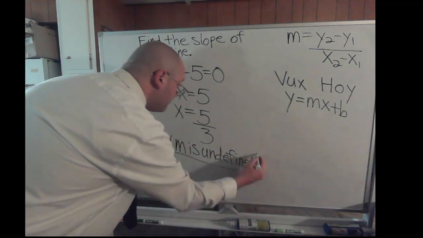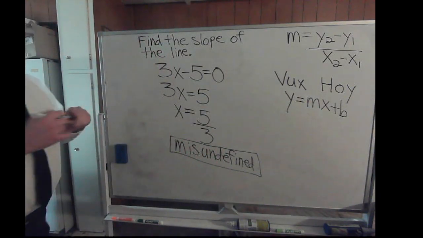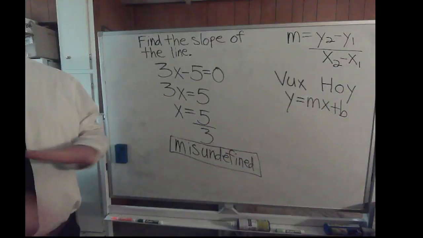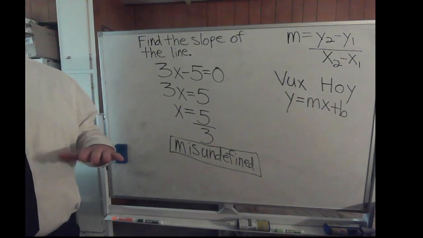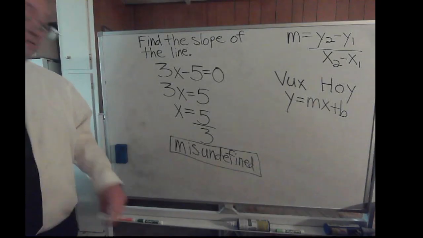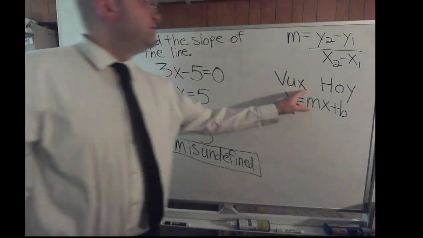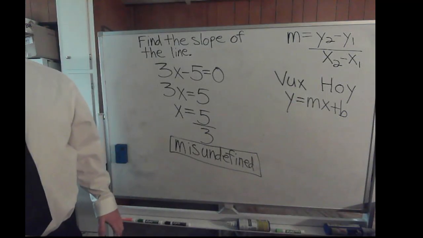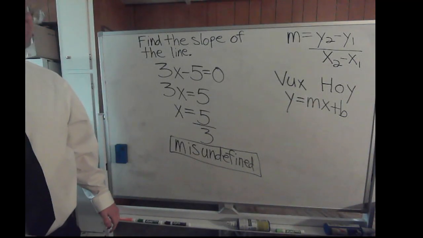So, remember, you just see y equals a number. If it's just y equals a number, it's zero slope. The slope is zero. If it's just x equals a number, the slope is undefined. If you can remember Vux Hoy, that's going to help you quite a bit. If you remember nothing else, remember that.